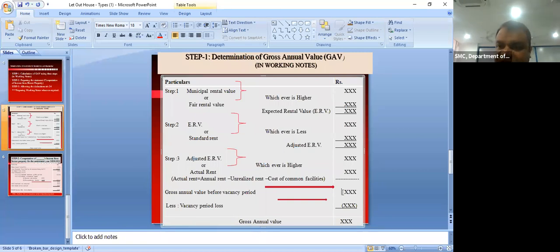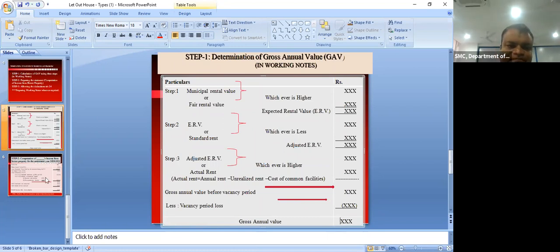If the house is not vacant, that itself is the gross annual value. Suppose the house is vacant for 1 month or 2 months, then deduct that value, and then you call it the gross annual value. So this is the process or steps involved in calculating the gross annual value. Step one, all these you are going to do in the working notes.